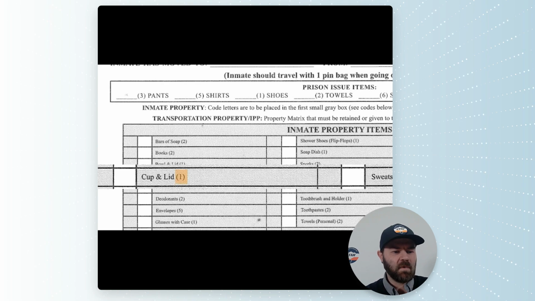Now here, you can see the individual item, and there is a number inside of parentheses. The parentheses number there is the maximum amount that they can carry with them in transport. This has nothing to do with when they are being tallied when they are still in their housing.